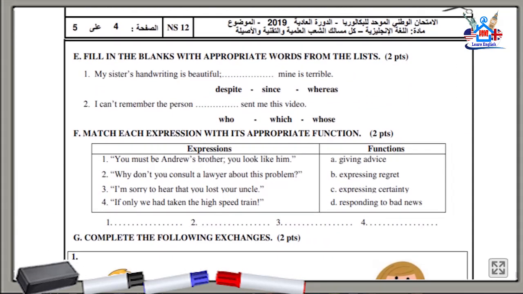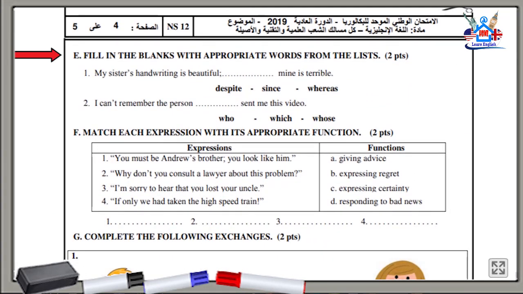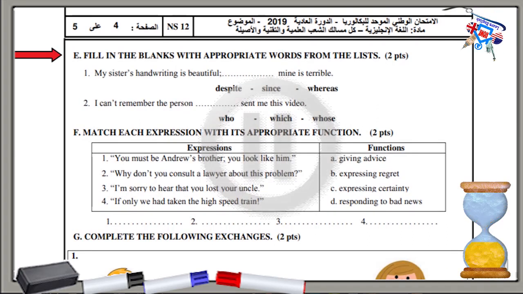Exercise E. Fill in the blanks with appropriate words from the lists. This is another multiple choice exercise. Number 1 is about which lesson? Despite, since, whereas. Linking words. Exactly, linking words. Number 2 is about who, which, whose. What are these? Relative pronouns. Go on, take 1 minute to do the exercise. See you around.